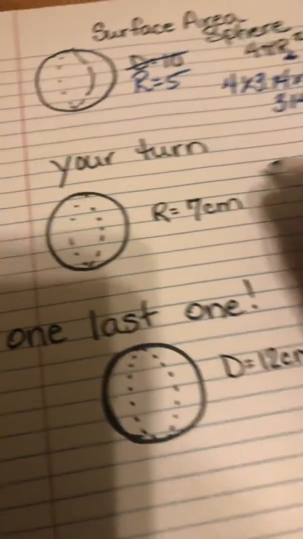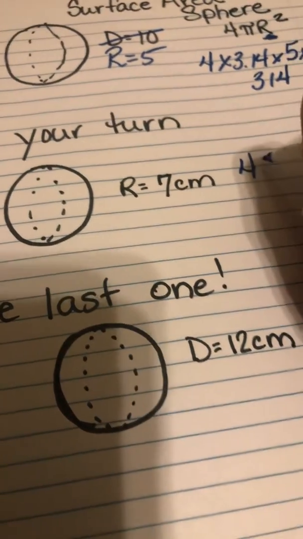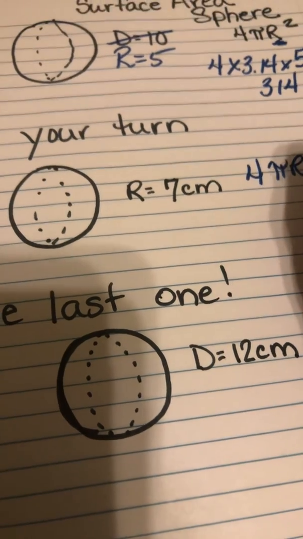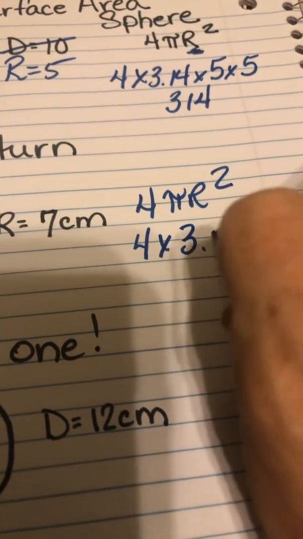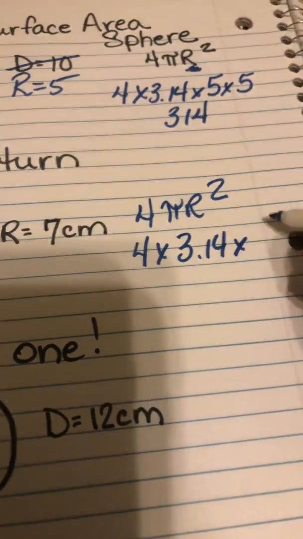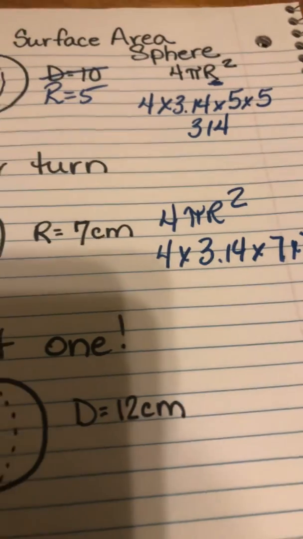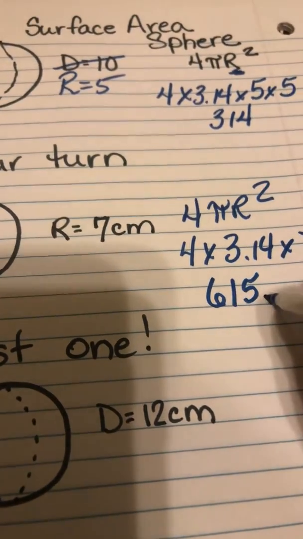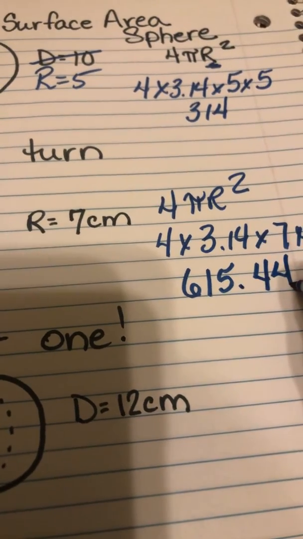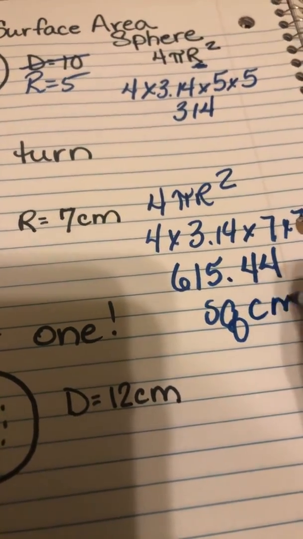All right, almost done. So here on this one, I'm going to write my formula, 4 pi r squared. So in my calculator, I'm going to put 4 times 3.14 times 7 times 7. And when I get done, my answer will be 615.44. Because it's area, it's going to be square centimeters.